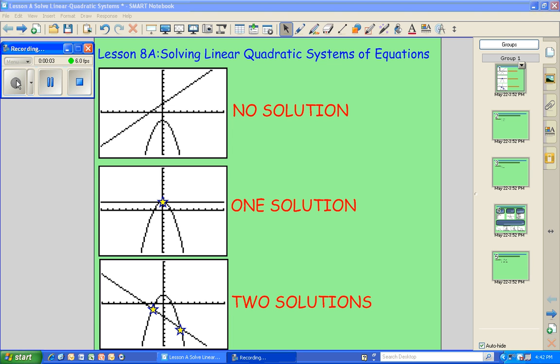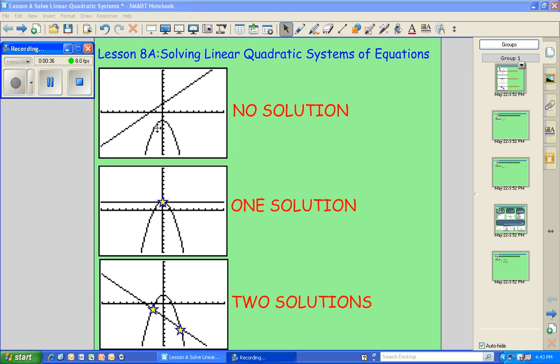Lesson 8A is on solving linear quadratic systems of equations. In Algebra 1, you started working with just solving linear systems, which is when you had a straight line intersecting a straight line. And in these cases, you're going to have one line with one parabola, which is a quadratic. So your equations would look like y equals mx plus b and y equals ax squared plus bx plus c. So you're going to have a linear being combined with a quadratic.